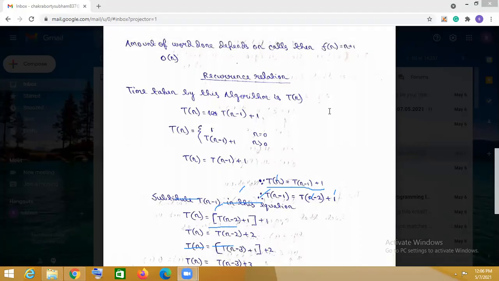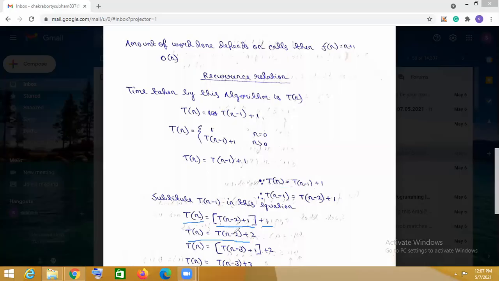So what we will write here is, we substitute Tn minus 1 in this equation. Now it will become Tn minus 1 plus 1 plus 1, and this is the constant value. So Tn minus 1 is substituted as Tn minus 2 plus 1, and our Tn will become Tn equal to Tn minus 2 plus 2.